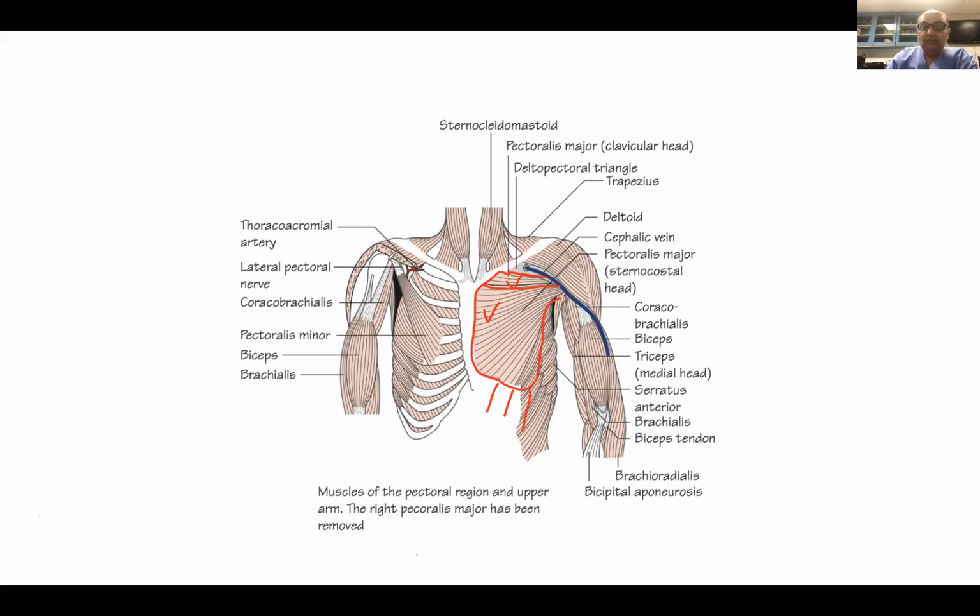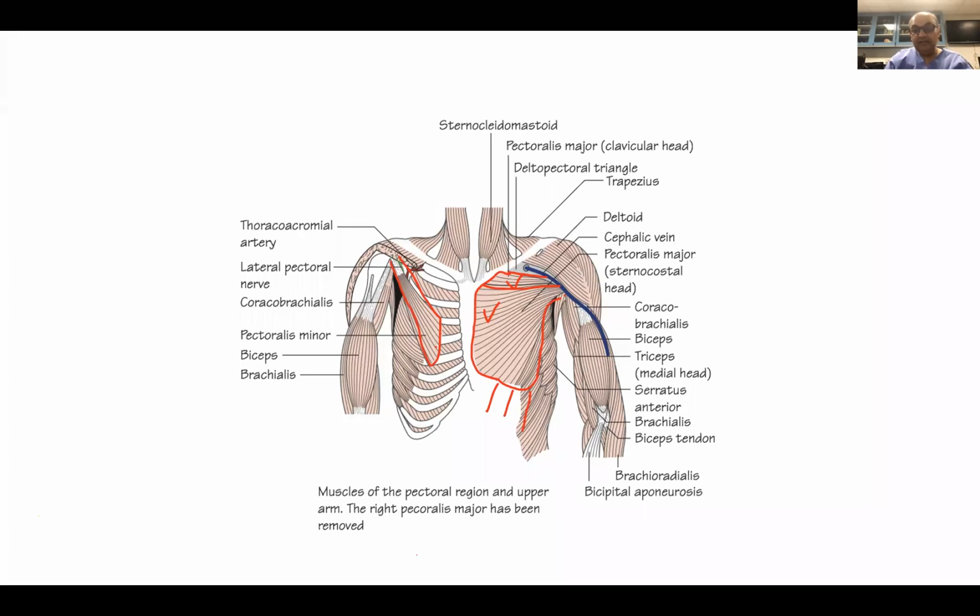When we strip this off, underneath you'll find this muscle, and that's my pectoralis minor. You can see it comes in serrations from the upper ribs and goes to the coracoid process. Which part of the coracoid process? The lateral aspect of the coracoid process.